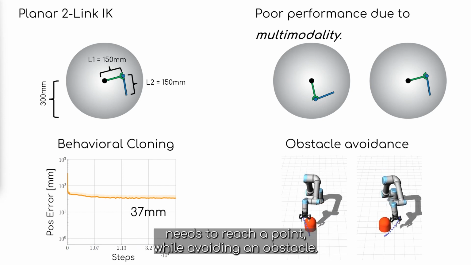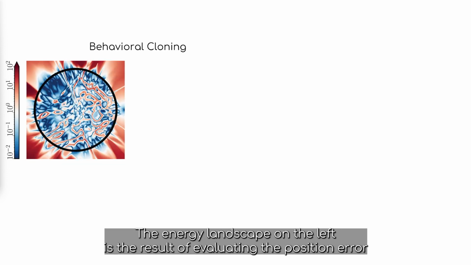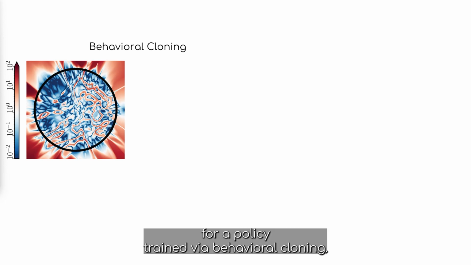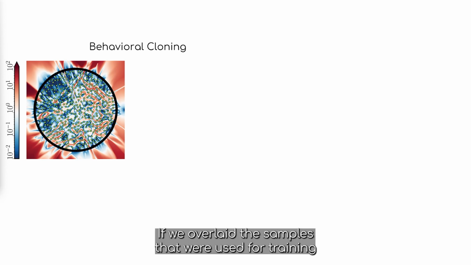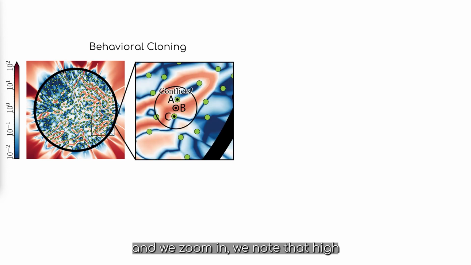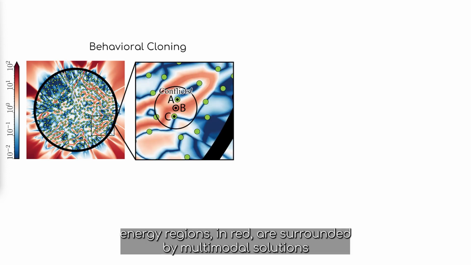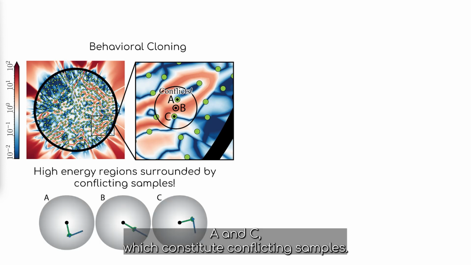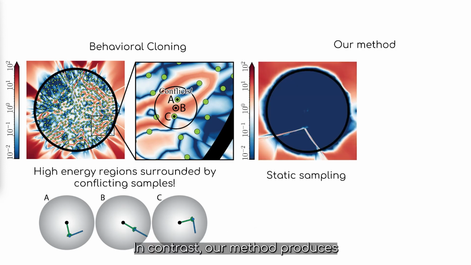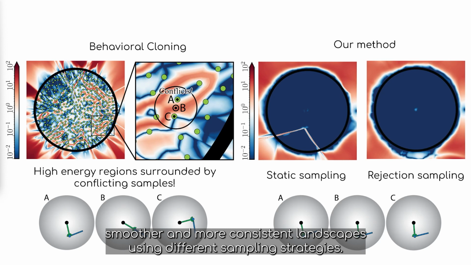while avoiding an obstacle. The energy landscape on the left is the result of evaluating the position error on the entire workspace of the two-link mechanism for a policy trained by behavioral cloning. If we overlay the samples that were used for training and we zoom in, we note that high energy regions in red are surrounded by multimodal solutions A and C, which constitute conflicting samples. In contrast, our method produces smoother and more consistent landscapes using different sampling strategies.